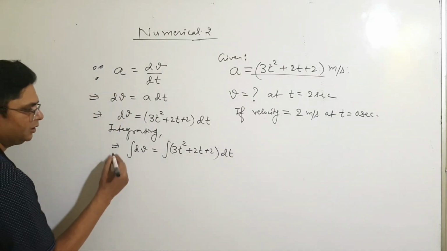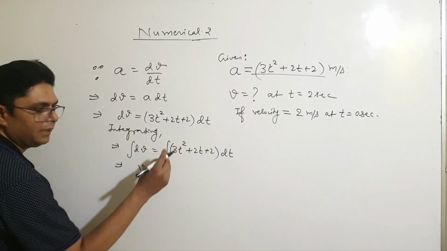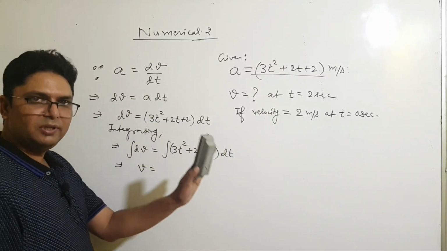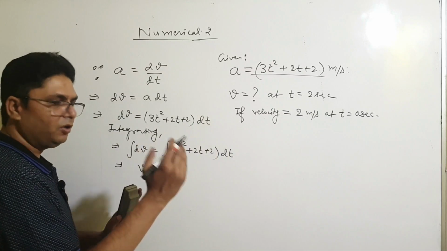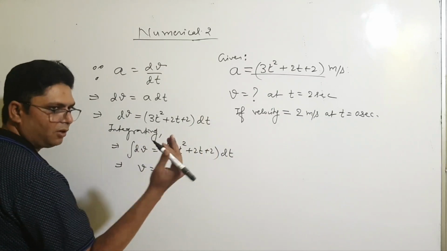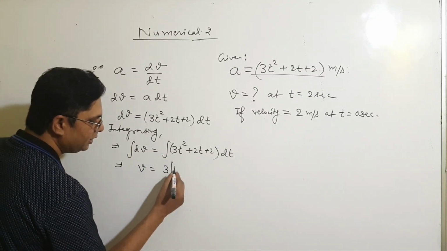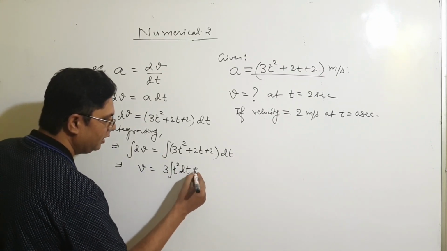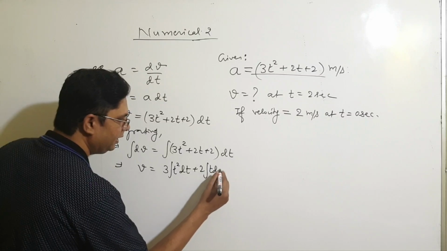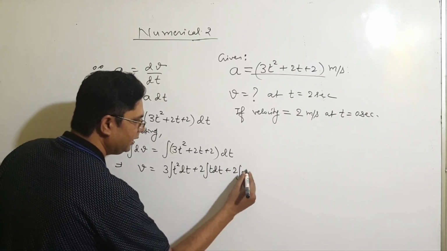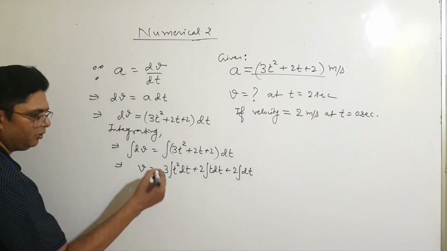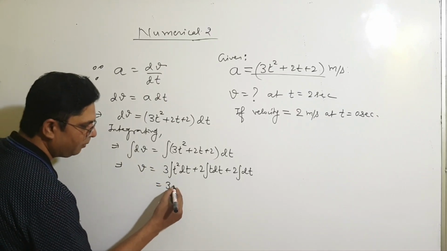Now this side, integration of dv is v, and on this side from the front you move the sign of integration and from the back you move dt. Take the constant out from the integral part. So write 3 integral t² dt plus 2 integral t dt plus 2 integral dt.